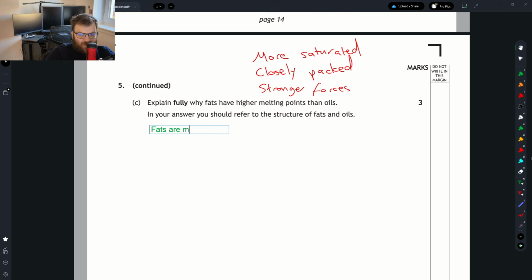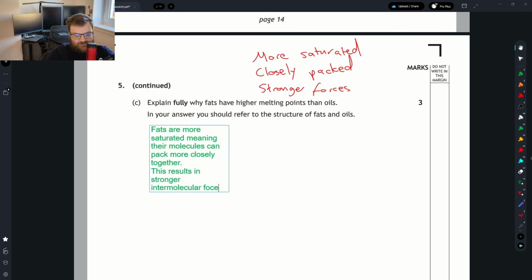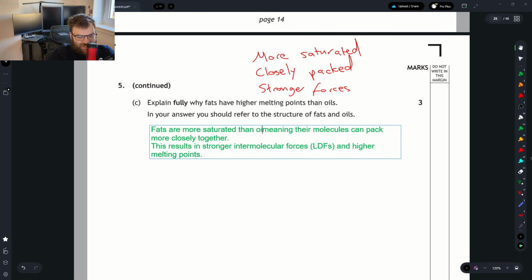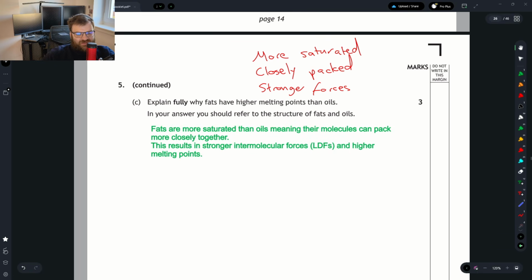So fats are more saturated, meaning their molecules can pack more closely together. This results in stronger intermolecular forces. If you want to be specific, you could talk about LDFs and higher melting points. Maybe add in that oils are more unsaturated than fats, meaning they can't pack closer together.